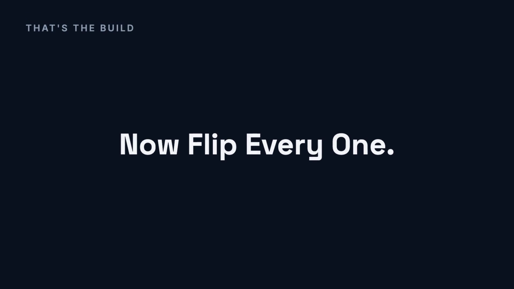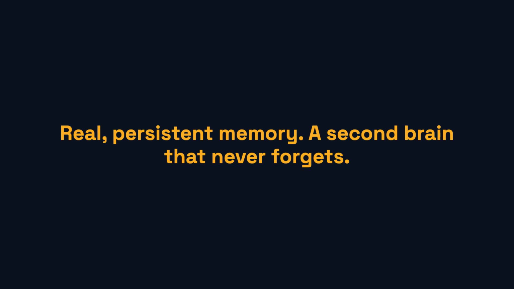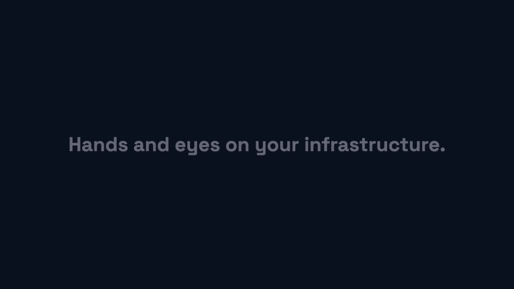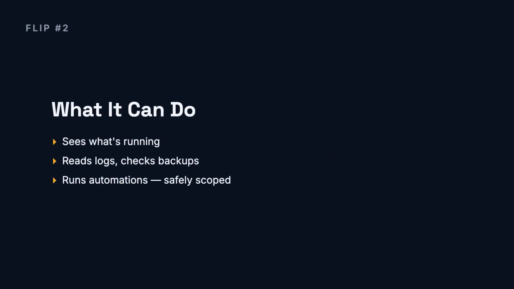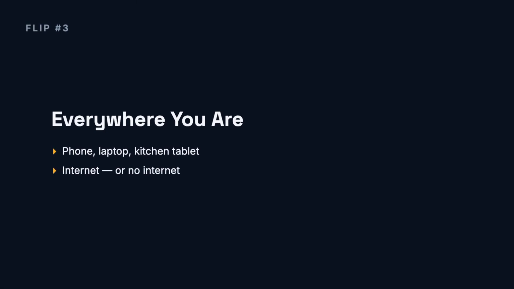Now turn every one of those upside down, because that's the build. An AI with real, persistent memory. A second brain that never forgets a project or a preference. An AI with hands and eyes on your infrastructure. It can see what's running, read the logs when something's wrong, check the backups, run the automations in a completely safe and scoped way. One that answers on your own network, from your phone, your laptop, the kitchen tablet, internet or no internet. One you pay for once in hardware and then run for pennies of power.